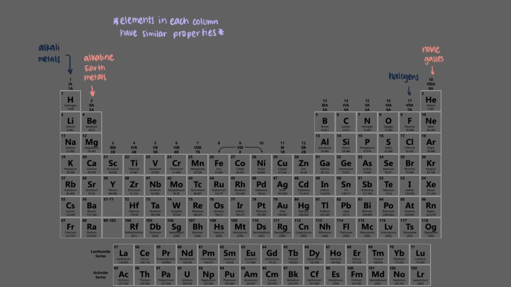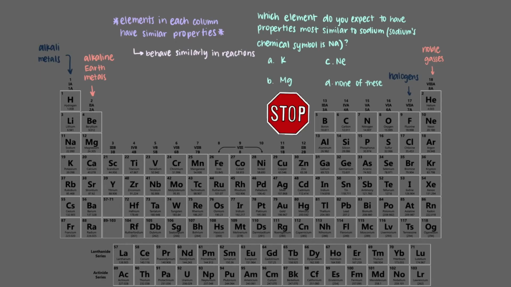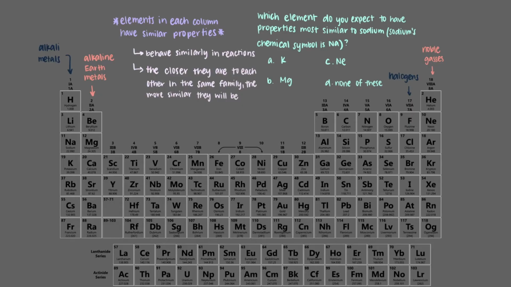So, for example, all of the elements in group 2 are called alkaline earth metals because they behave similarly in chemical reactions. Which element do you expect to have properties most similar to sodium? Sodium's chemical symbol is Na. Remember, elements in the same family have similar properties, and the closer they are to each other in the same family, the more similar those properties will be. So sodium will be the most similar to potassium.